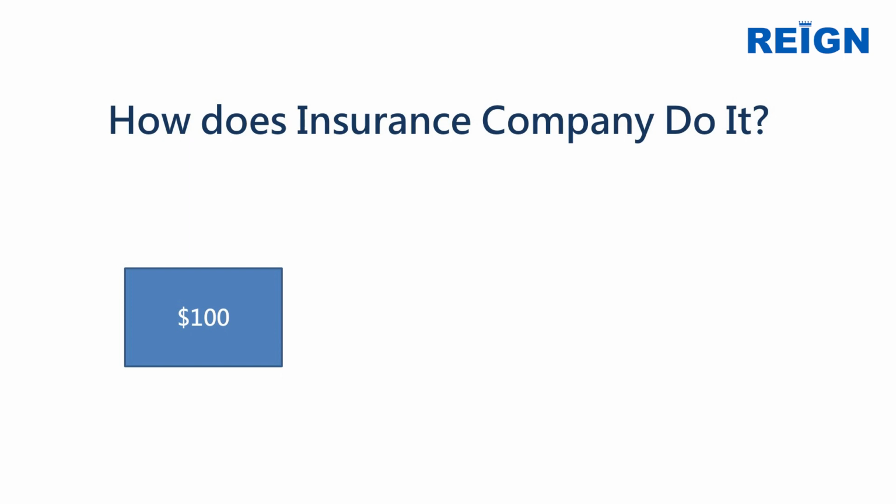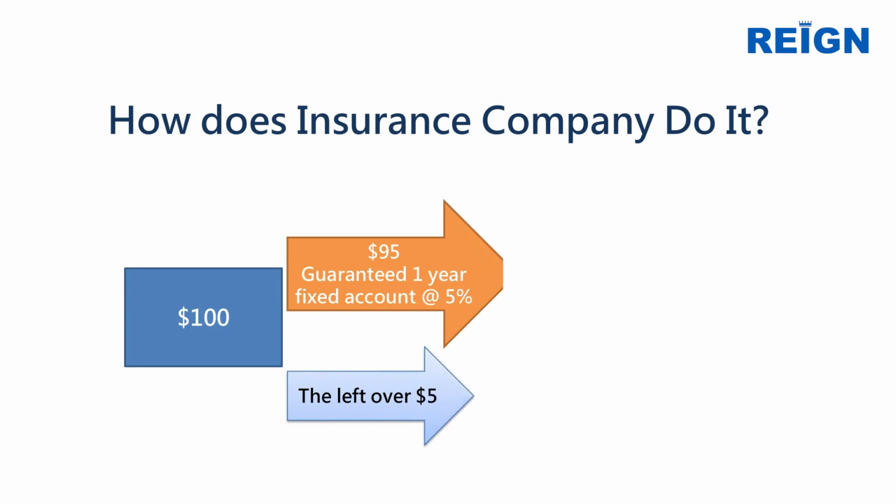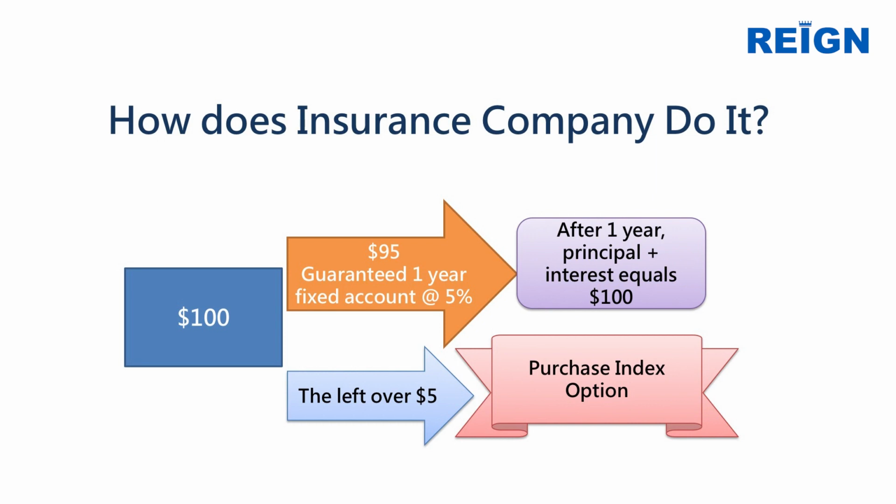With this $100, if the insurance company knows the 1 year investment, such as the US government bond, offers a 5% interest, the insurance company will allocate approximately $95 to the 5% government bond. After 1 year, $95 times 5% interest, the insurance company will have $100 back. This is the base of the 0% principal protection concept.